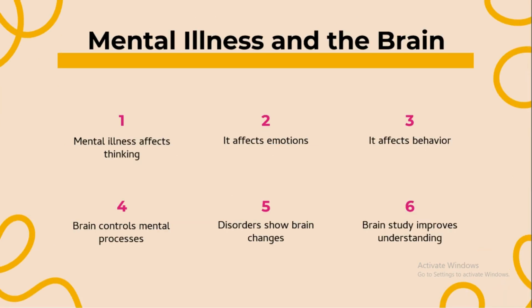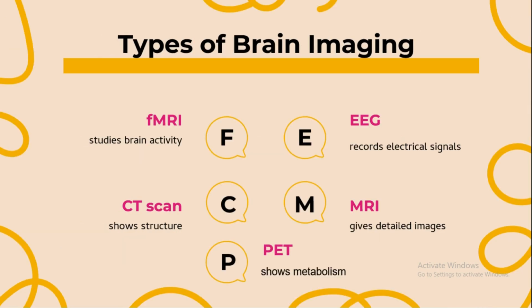So, the mental illness and the brain. For example, mental illness affects thinking, emotions, and behavior. The brain controls the mental process. Disorders show brain changes, and brain study improves the understanding.